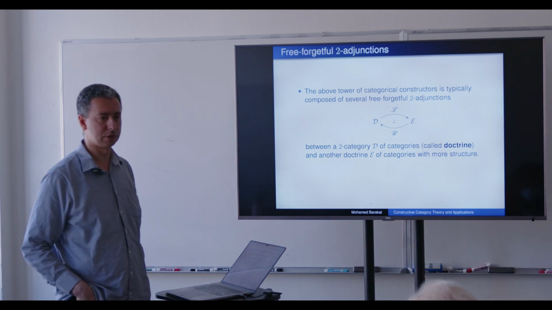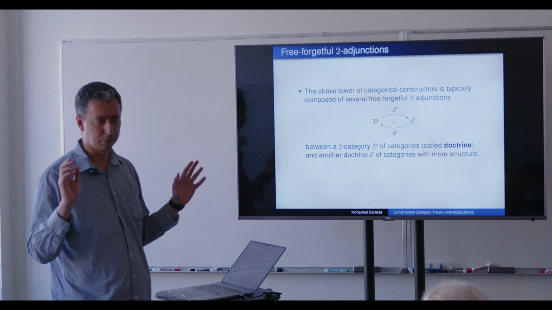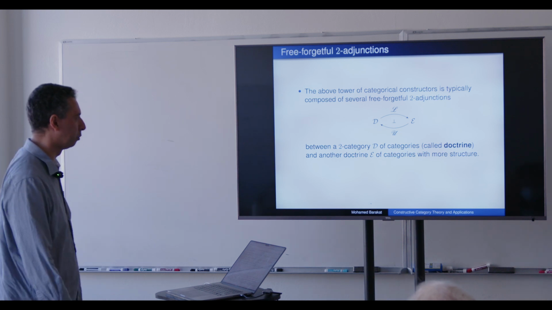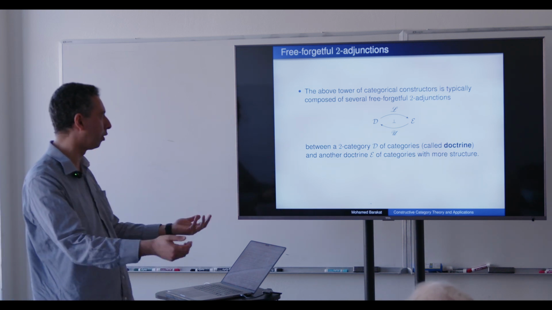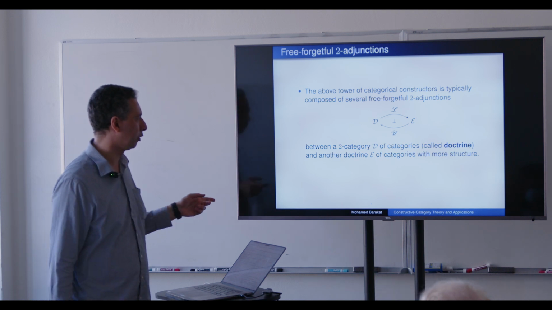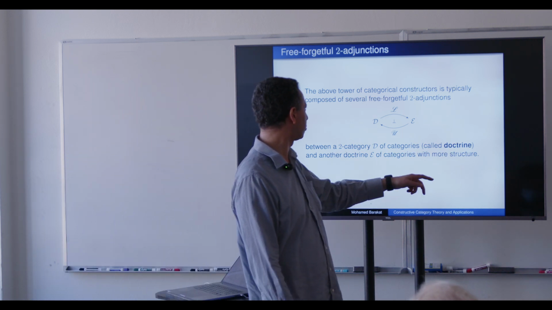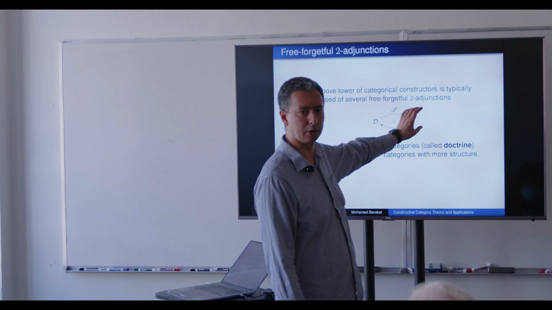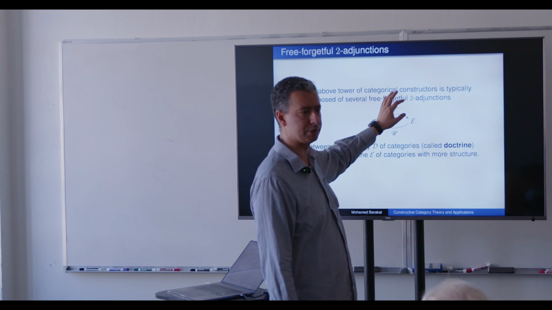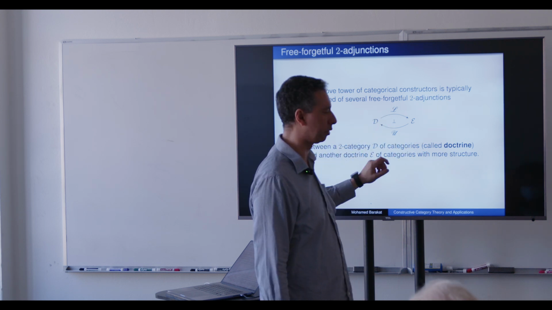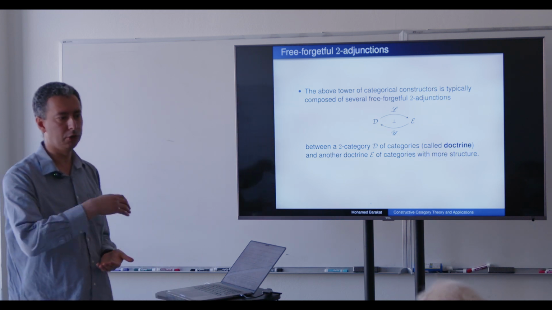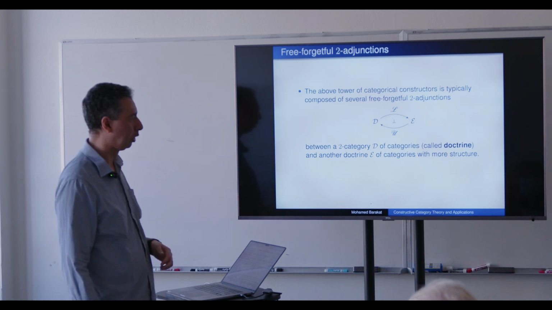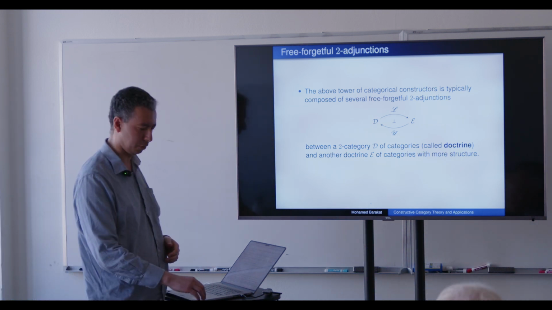D of categories. We call it doctrine, but you might use doctrine for different purposes. We just call it doctrine not to keep saying a two category of categories. And another category E of categories with more structure. So these could be quivers, these could be categories, or linear categories or K-linear categories, and so on. So you go from less structure D to more structure E. And U is then the underlying or the forgetful functor.